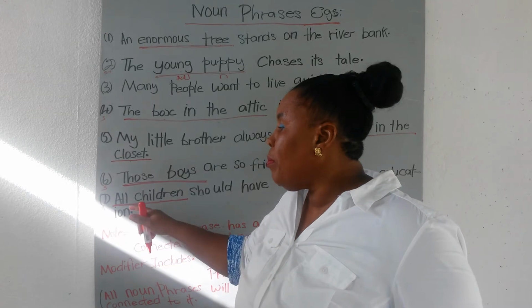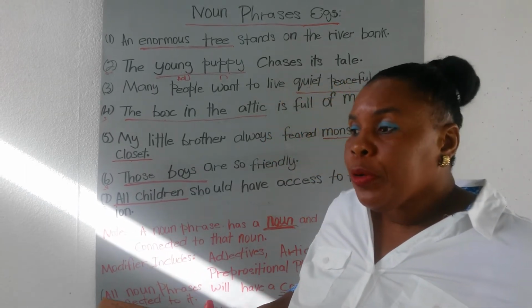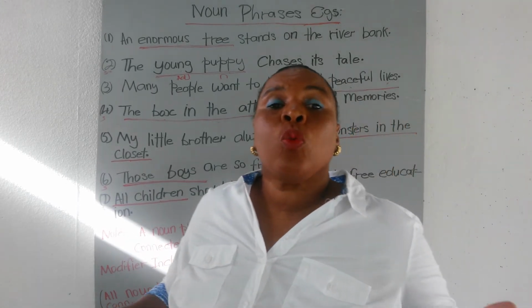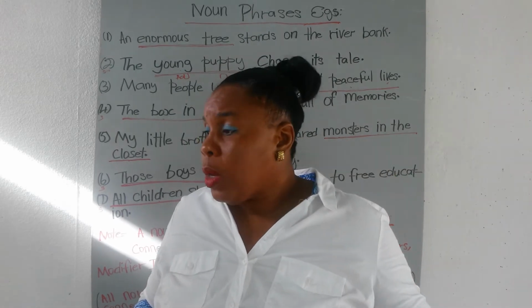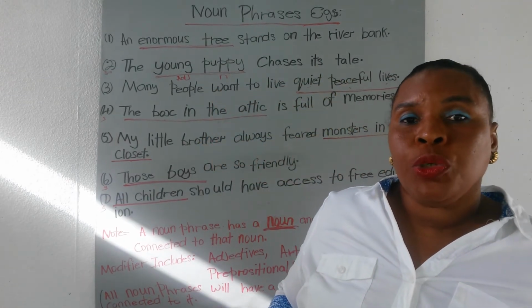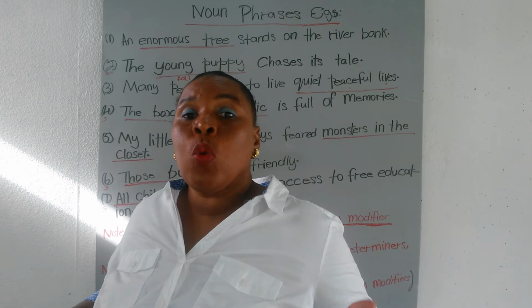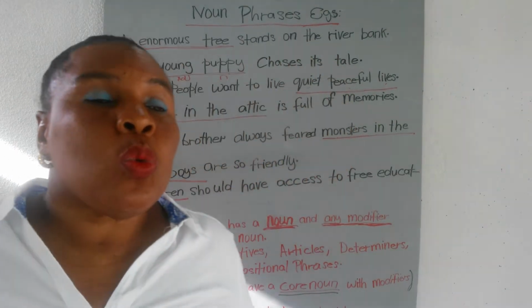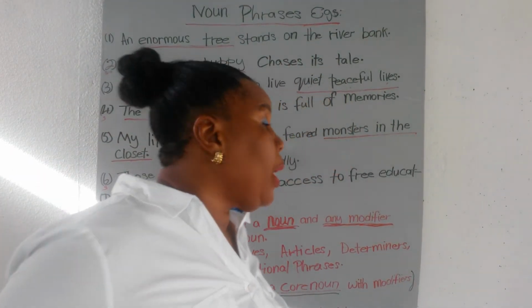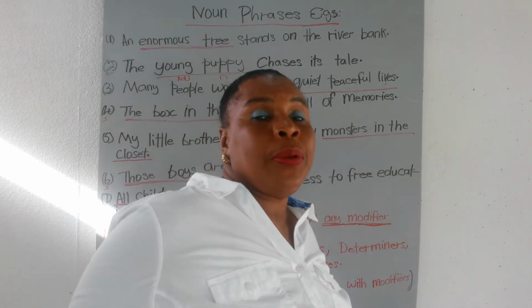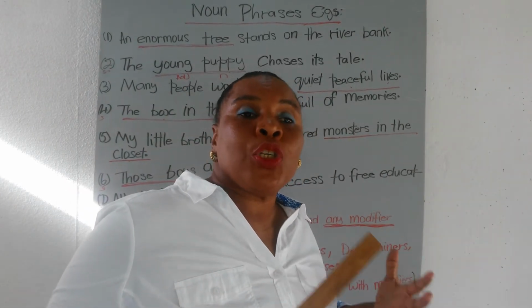How many children? So for the determiner, you ask which one. How much? How many? Whose chair is it? Whose shirt is it? Alright, so you can pull a question to get the determiner.